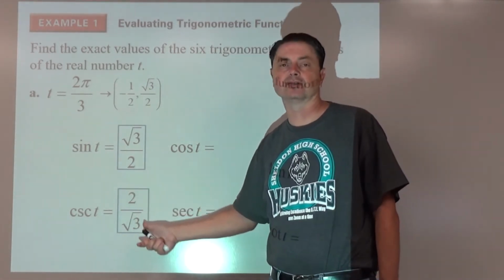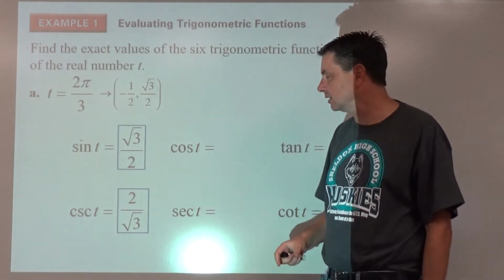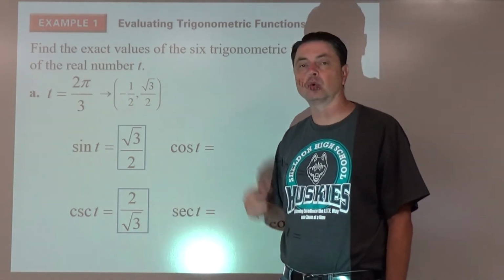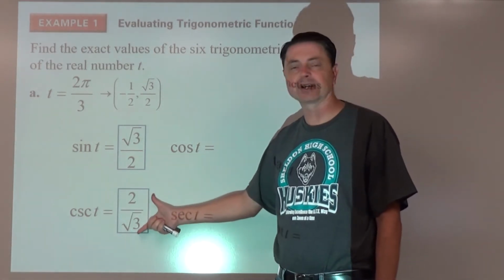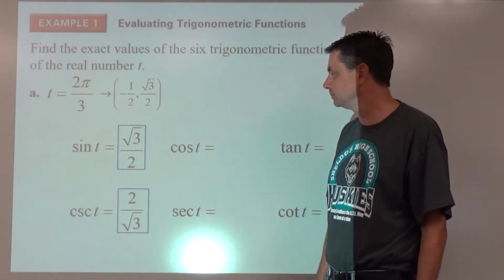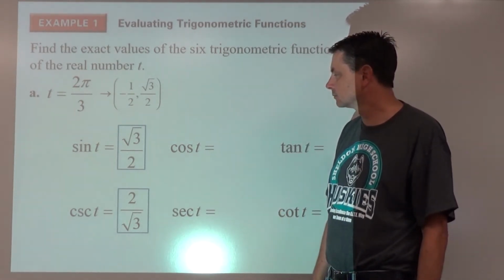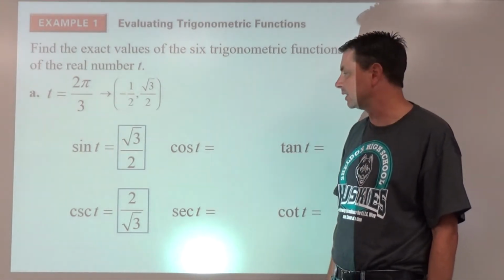Cosecant, all we got to do is flip it. You do not have to rationalize it. If you did, you could get an equivalent value of 2 root 3 over 3, but you are not required to rationalize the denominator. You do have to simplify, and there's one that you got to worry about that.